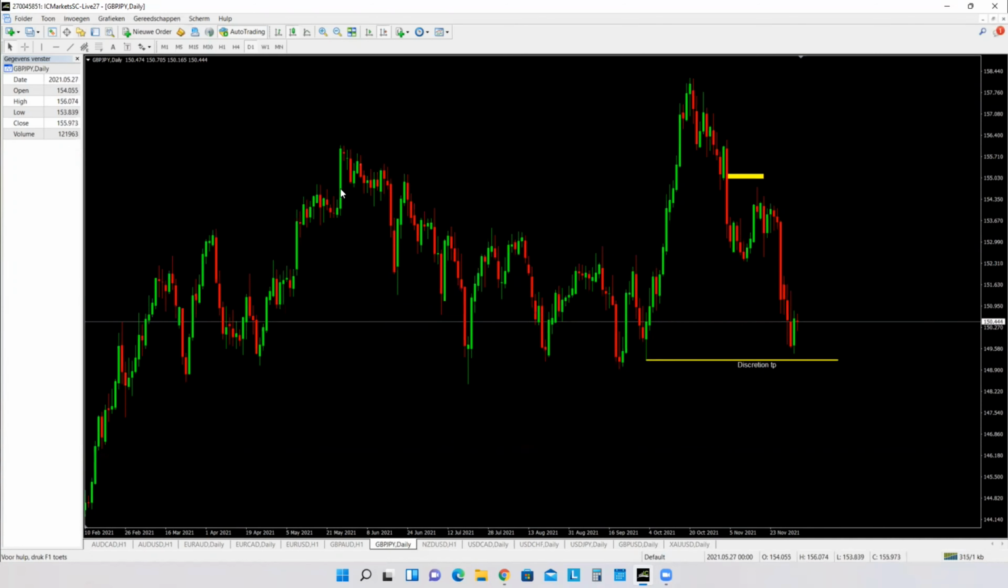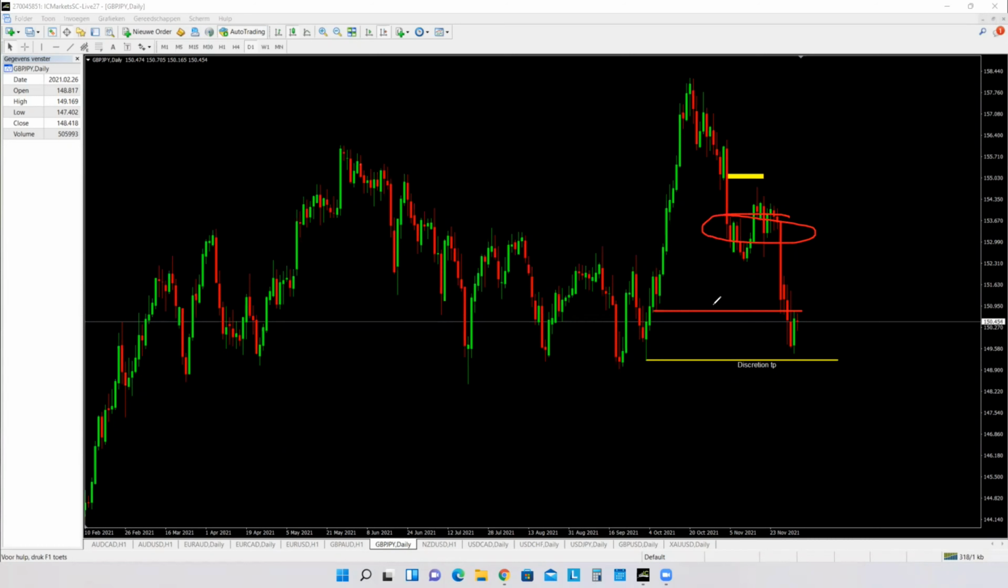All right, let's take a look at GJ. I've highlighted the discretion TP. It's from my trades that I took. I took 2 shorts in GJ, both in this area. My target was this low, which already has been hit. Now I'm already out of the trade.